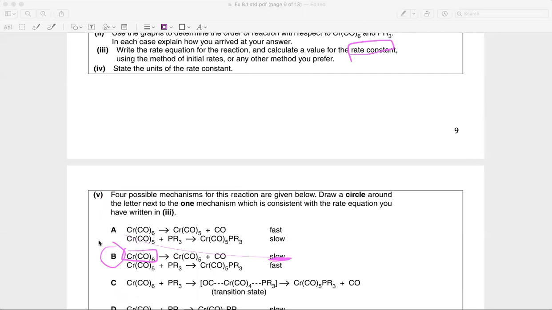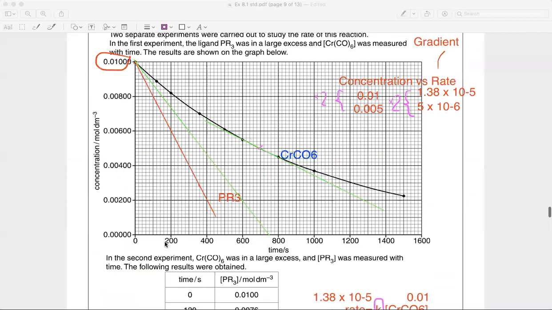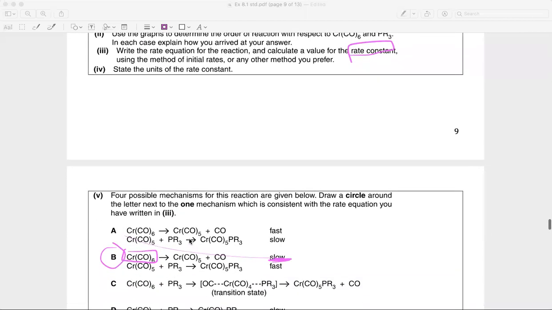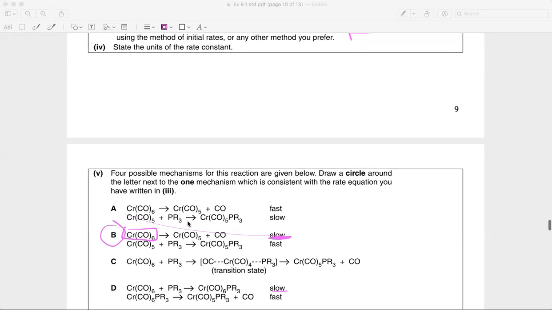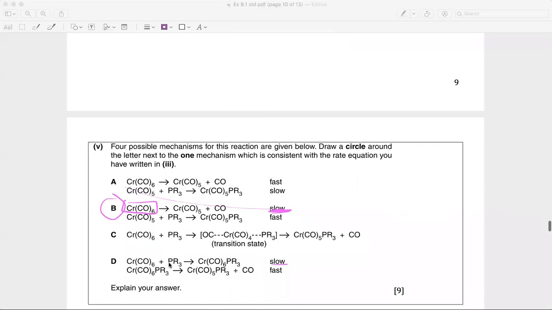A is automatically not possible because the slow step contains CrCO5, which is a different species, an intermediate. And PR3 is definitely out of the equation already because of the term to the power of 0. Here for C, same thing. You have CrCO6, 2P, and PR3, which is not the same as the equation.